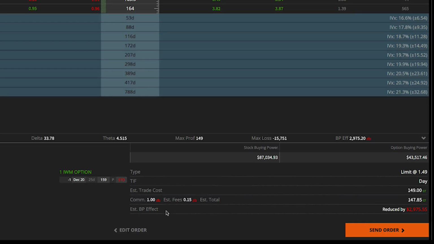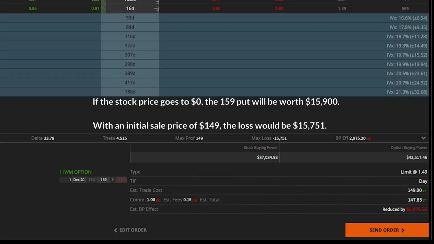So the estimated buying power effect, this is important to know because as I mentioned in this video, when you sell an option, you have significant loss potential because, for example, if IWM went to $0, then this option would have $159 of intrinsic value, and therefore this option would be worth $159, and if I multiply that by 100, that would give me a value of the option of just about $16,000.